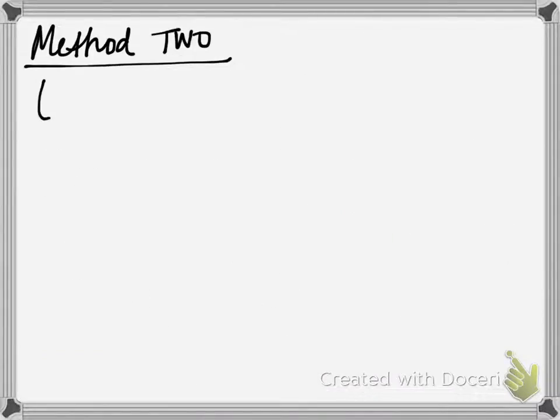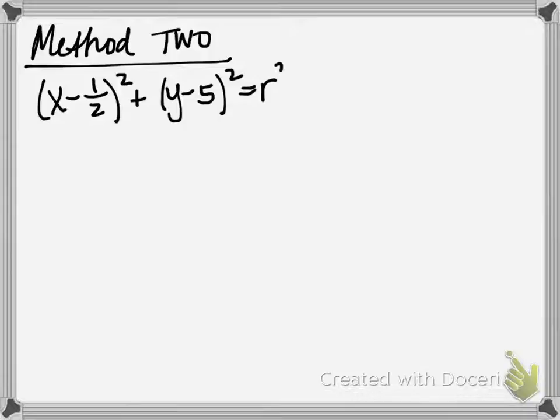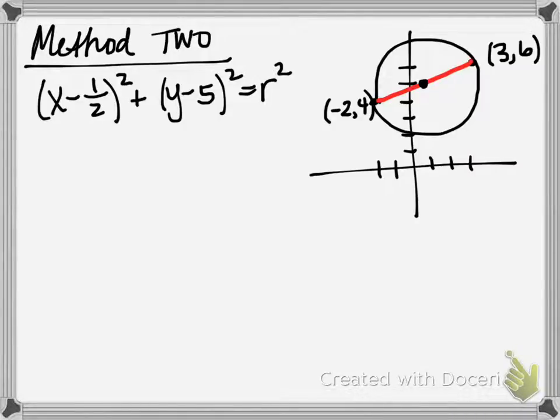x minus 1/2, the quantity squared, plus y minus 5, the quantity squared, was equal to the radius squared. So now we want to find the radius, but we do not want to use the distance formula. So again, if you're trying to avoid that distance formula, just take a look at your circle and notice you have 2 points that actually lie on the circle.